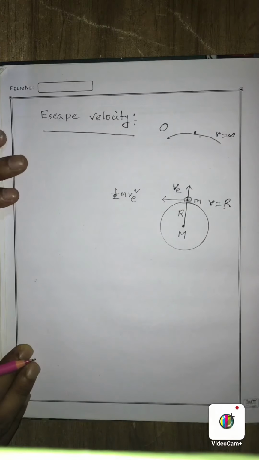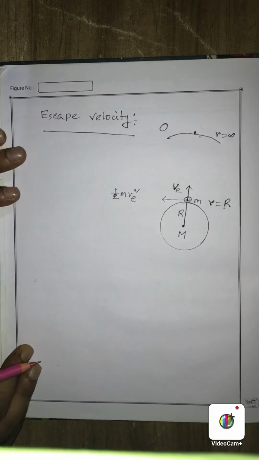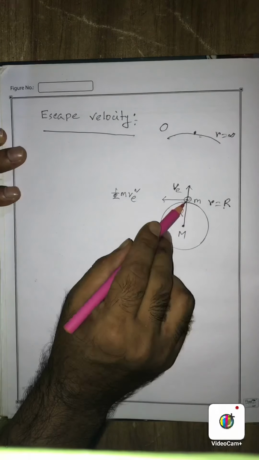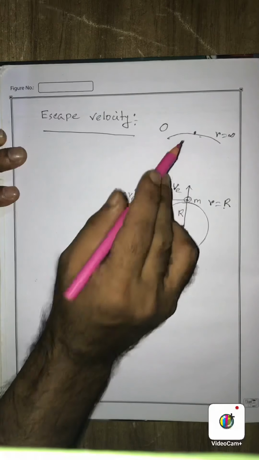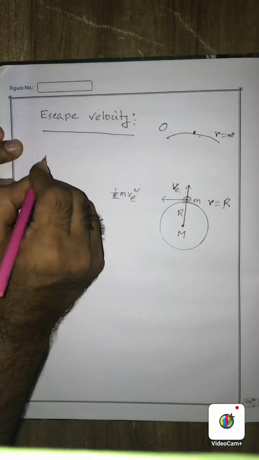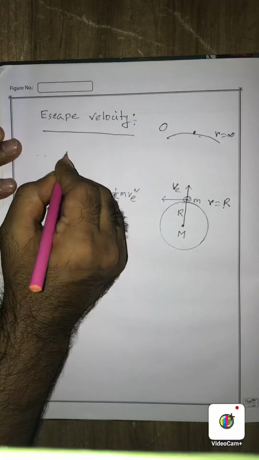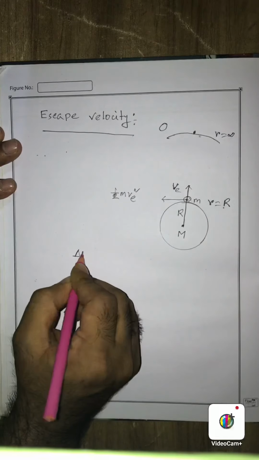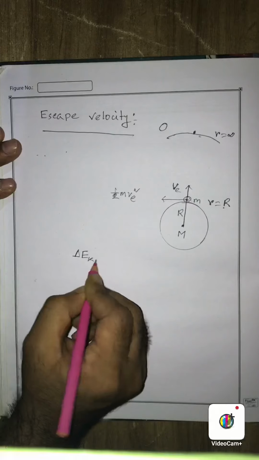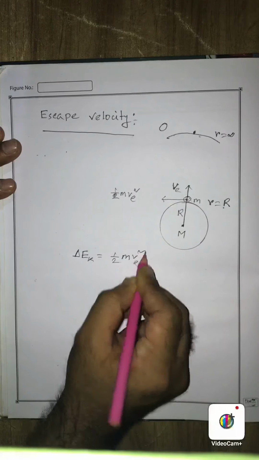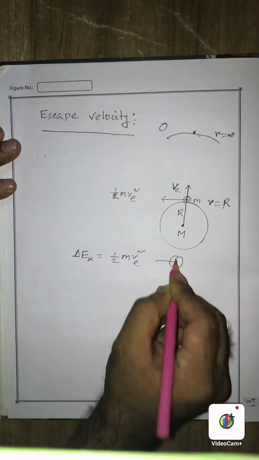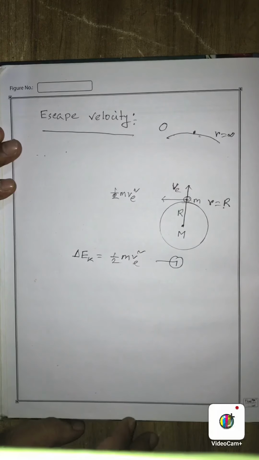So the change in kinetic energy when the object moves from the Earth's surface to outside the gravitational field, delta KE, is equal to half m v_e square. This is the change in kinetic energy, and this is equation number 1.